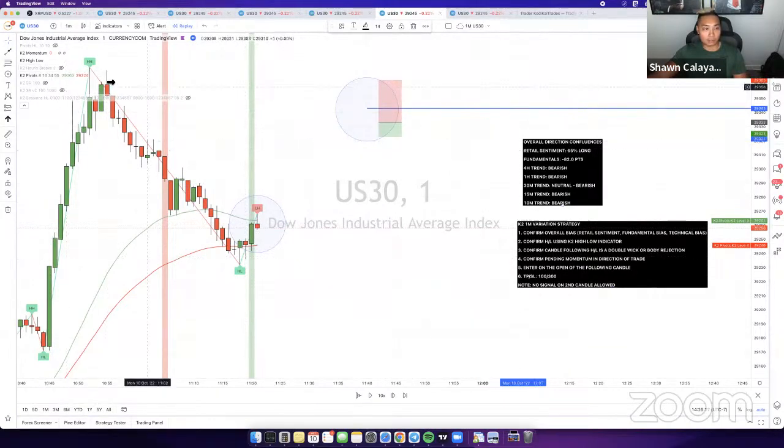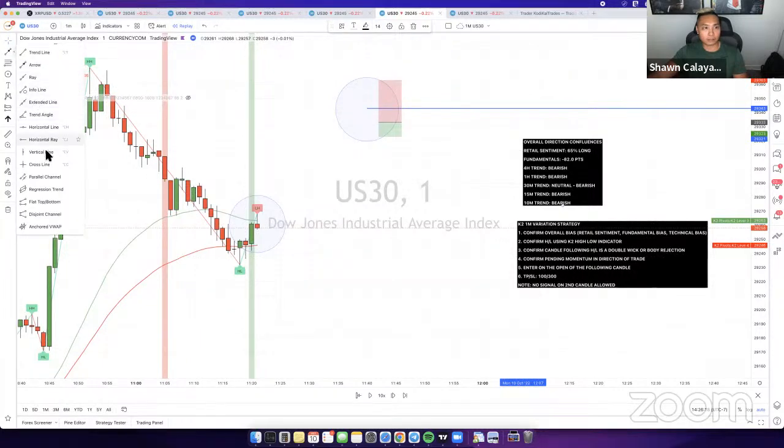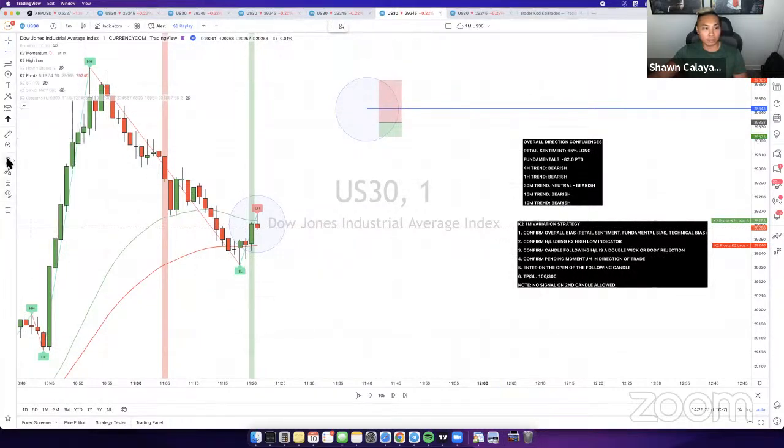You can do the same thing I did earlier. Draw a line there with the horizontal ray, and use the magnet tool to confirm if it's actually a double body. You can see again right here, the bodies line up. This is a double body rejection. The reason we look for this is because double bodies are reversal patterns. So if price is going down and then back up, but the overall bias is bearish, once you see this pattern you know price is going to come down, because it's going to go in the direction of the bias.